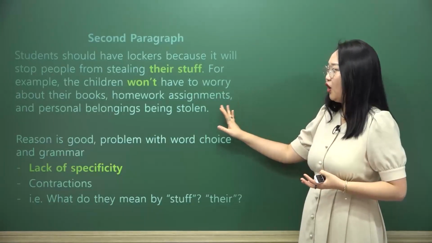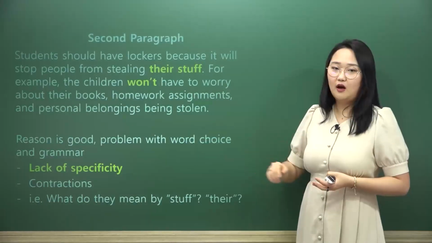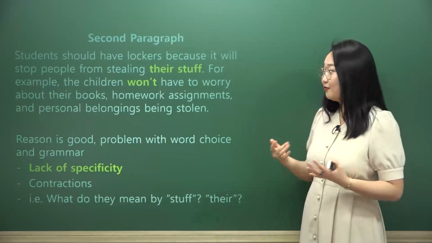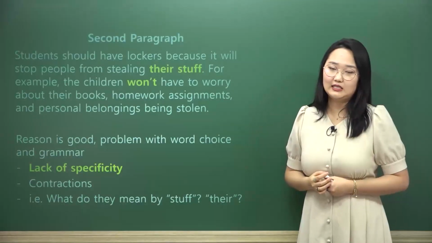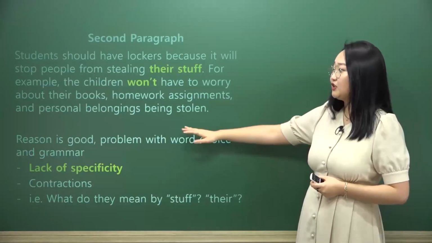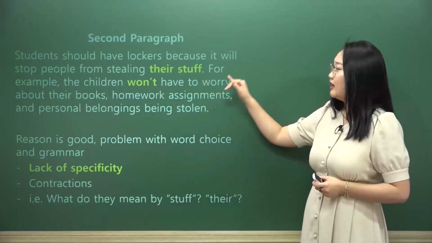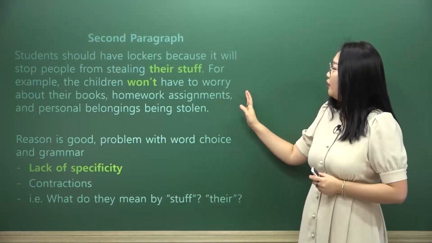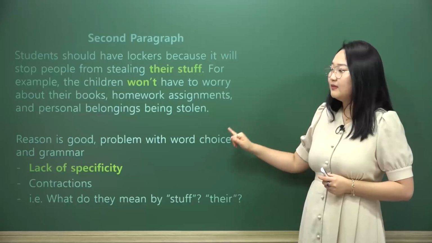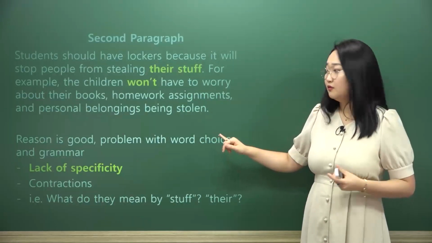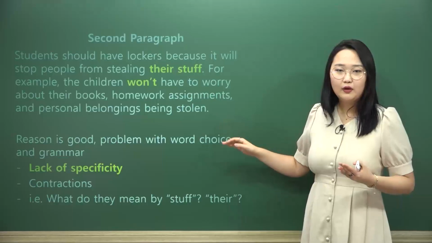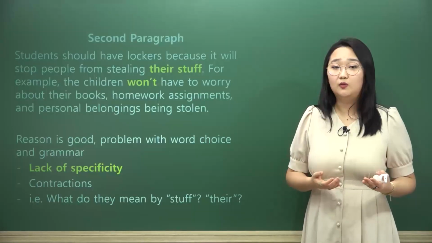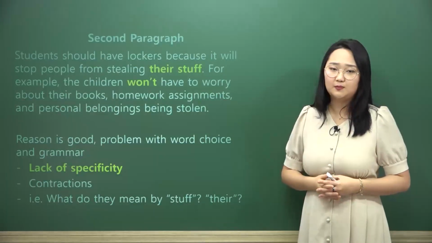Also, stuff. We have an explanation here: books, homework assignments, personal belongings. But we want to refrain from using the word stuff. We want to refrain from using vague language like this if possible. If it was up to me, I would actually move personal belongings down here and use that up here instead: from stealing personal belongings, period. Then, don't have to worry about books, homework assignments, and perhaps pencils, utilities, things like that. We can also say notebooks. We could also say pencil bags. This would also be a good way to change it out instead of having to use the words personal belongings again.